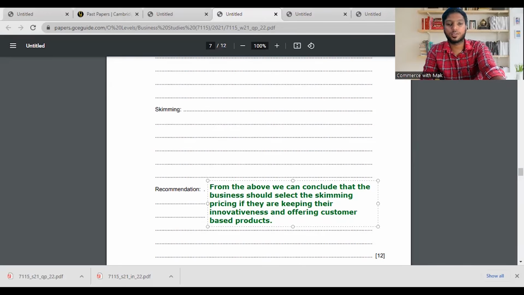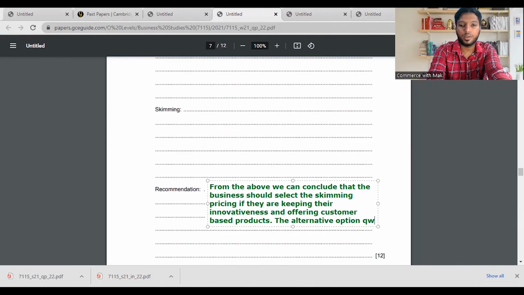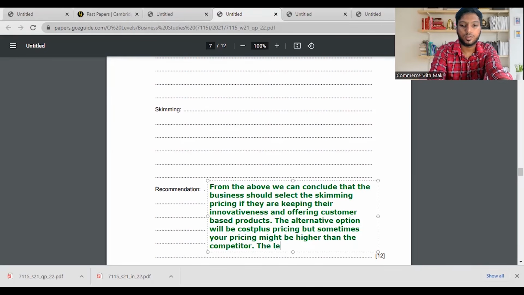Okay. When it comes to government, you can't speak about it because I'm talking about each individual customer. You can also say the alternative option will be cost plus pricing, but sometimes the pricing might be higher than the competitor. The least option PPE should take is penetration pricing. So this is the explanation which I have given.